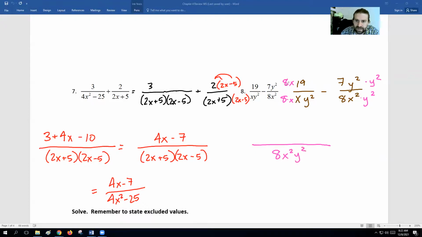And then on the top here, 8 times 19. I don't feel like doing math this morning. It's 152x minus 7y squared times y squared is 7y to the 4th. Do they have anything in common? 152, does that divide by 7? No, it doesn't. So, yeah, that's just it.